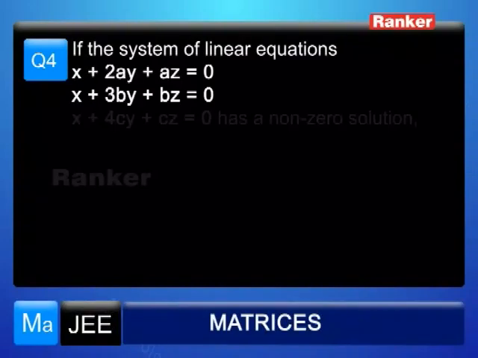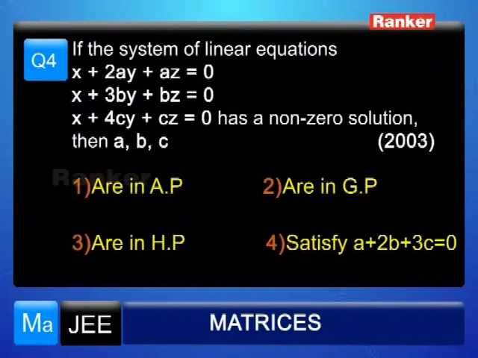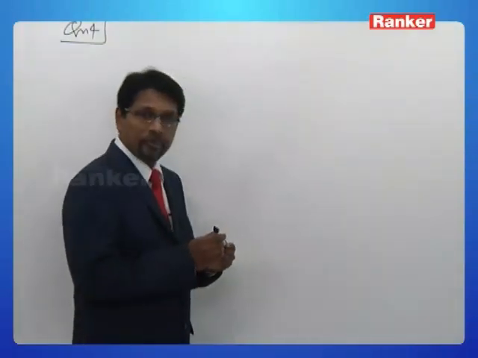Question number 4. If the system of linear equations x + 2ay + az = 0, x + 3by + bz = 0, x + 4cy + cz = 0 has a non-zero solution, then a, b, c are in what type of progression? Arithmetic progression, geometric progression, harmonic progression, or they satisfy the equation a + 2b + 3c = 0. So let's see how do we go about this problem.